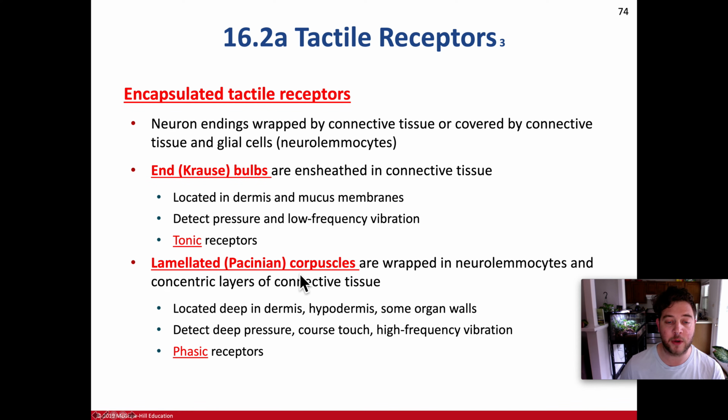Your lamellated corpuscles are wrapped in neurolemmocytes and concentric layers of connective tissue, almost similar to myelin, I guess. They're located deeper in the dermis, the hypodermis, and some organ walls. Remember, the hypodermis is just another name for the subcutaneous layer. They detect deep pressure, coarse touch, and high frequency vibrations and are phasic receptors.